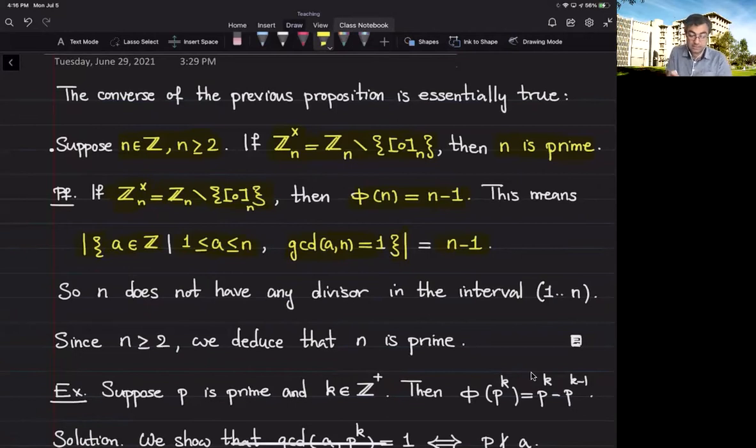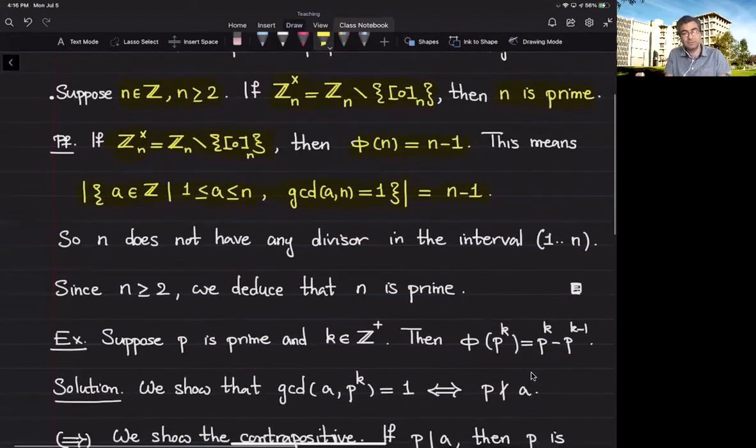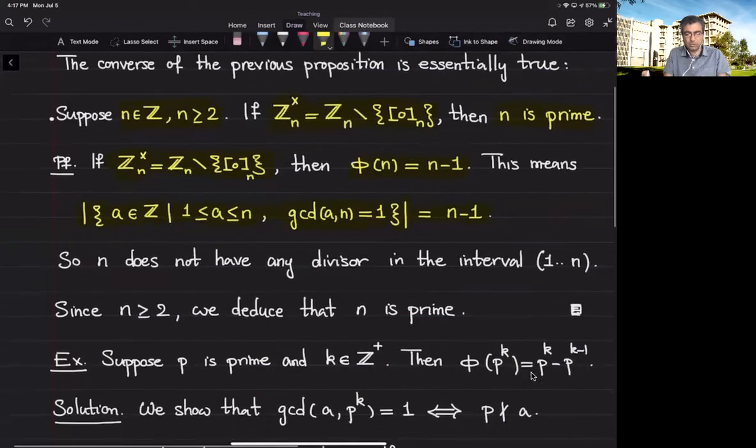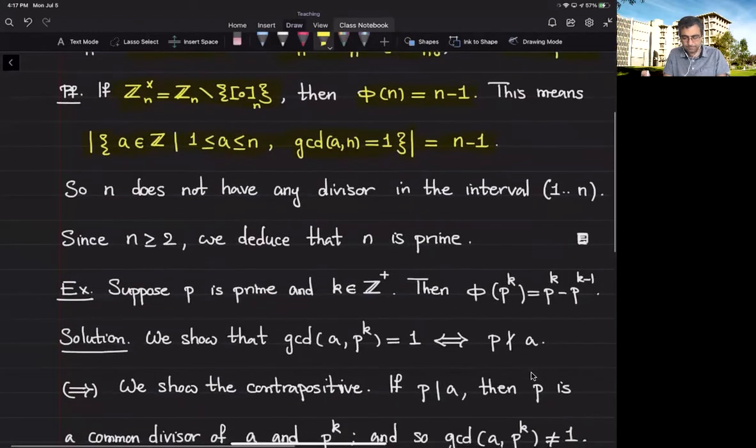So having this equality implies that every integer that is at least 1 and strictly less than n should be co-prime with n. So that's the definition of a prime number. That means every number that is strictly smaller than n and more than 1 cannot be a divisor of n, and that's the definition of a prime number. So phi of n is n minus 1 if and only if n is a prime integer.